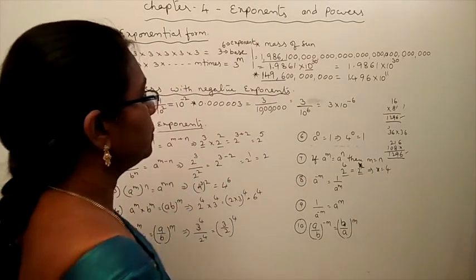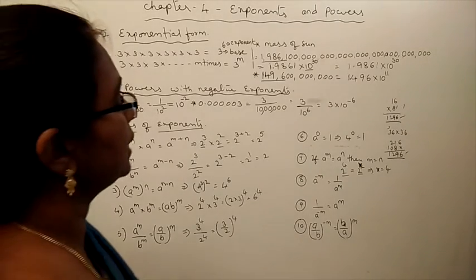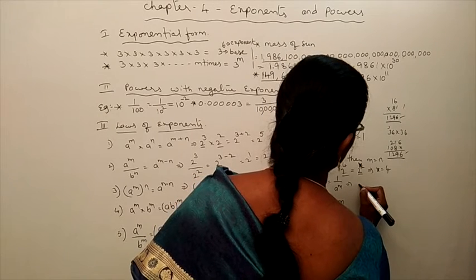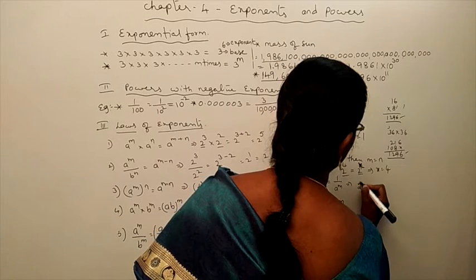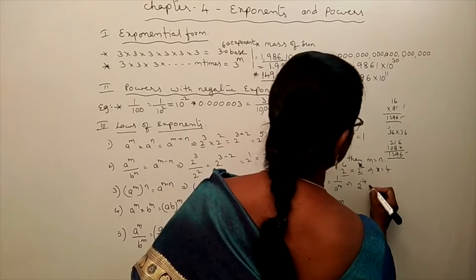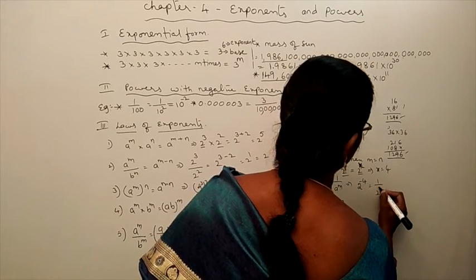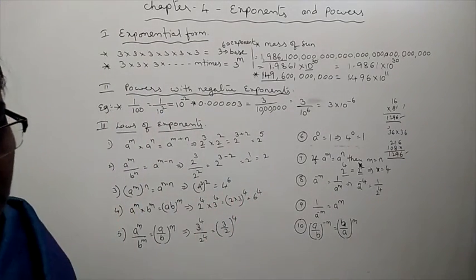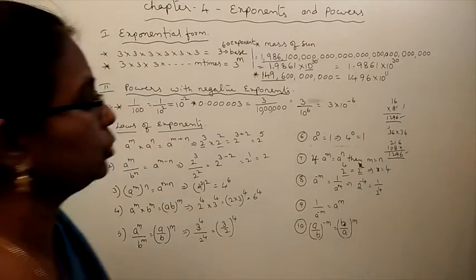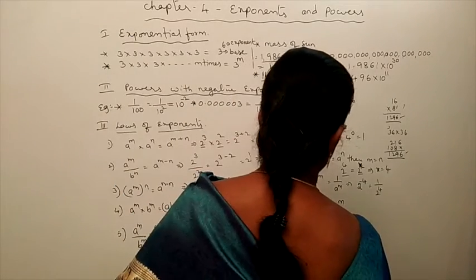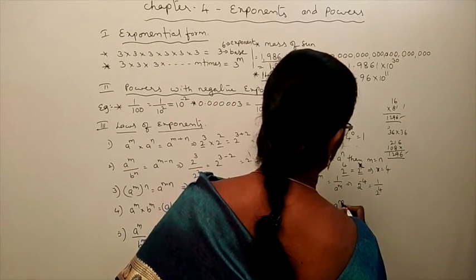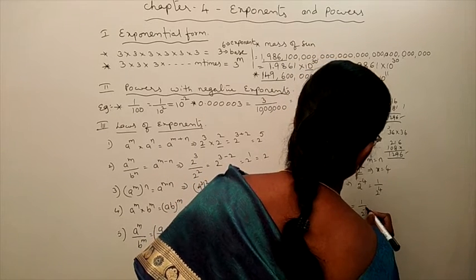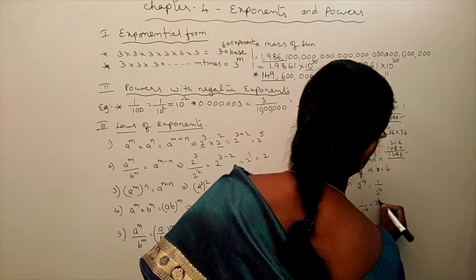Next, a to the power of minus m is equal to 1 by a to the power of m. Now 2 to the power of minus 4 is equal to 1 by 2 to the power of 4. Already I explained: if you write the numerator in the denominator, the power will become negative. Next, 1 by a to the power of minus m is equal to a to the power of m. That means 1 by 2 to the power of minus 4 is equal to 2 to the power of 4.